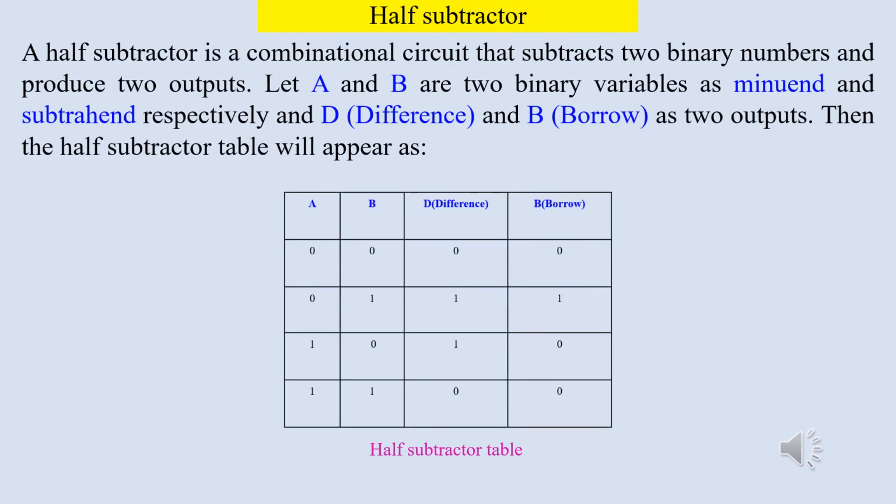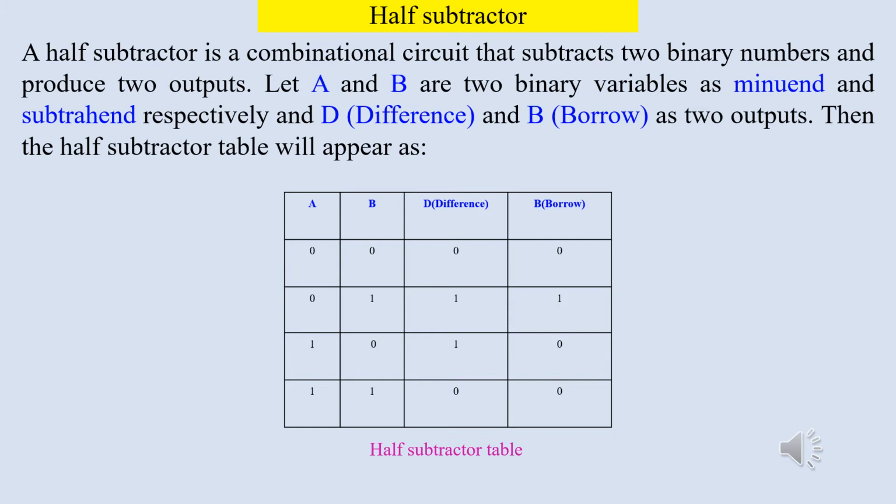First, we will discuss the half subtractor. A half subtractor is a combinational circuit that subtracts two binary numbers and produces two outputs. Let A and B be two binary variables as minuend and subtrahend respectively, and D and B as difference and borrow, the two outputs. Then the half subtractor table will appear as drawn below.